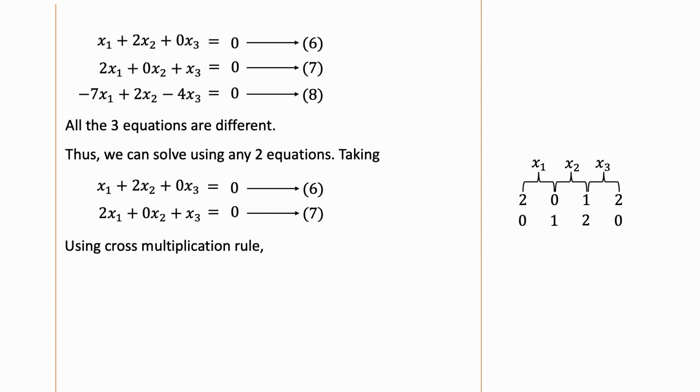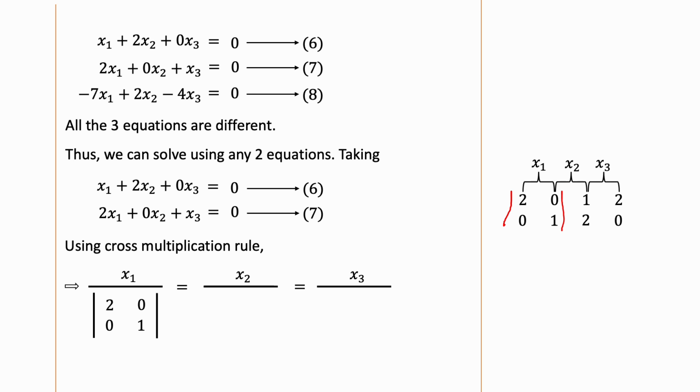So using the cross multiplication rule, write the ratios x1 by, x2 by, then x3 by. Okay. So below this, write the determinants. Determinant, just simply draw the two lines here. So these are the four elements. Write it here. It is 2 0 and 0 1, right? It's very easy, right? Doing this format and this procedure will help you to write it correctly sometimes.